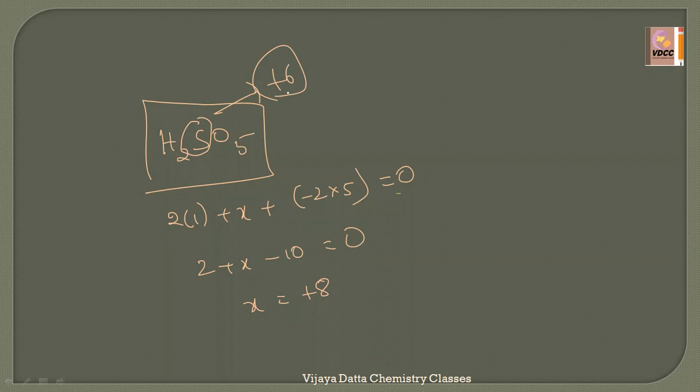You got +8, but you know one point: oxidation number never exceeds its group number. Sulfur is in the sixth group, but it is showing +8, so it is wrong. Then what is its structure? Go blindly with the highest oxidation state shown by that element, sulfur +6. So blindly you can go with +6 for H2SO5. Okay, so these are some shortcuts in calculating the oxidation number, guys.